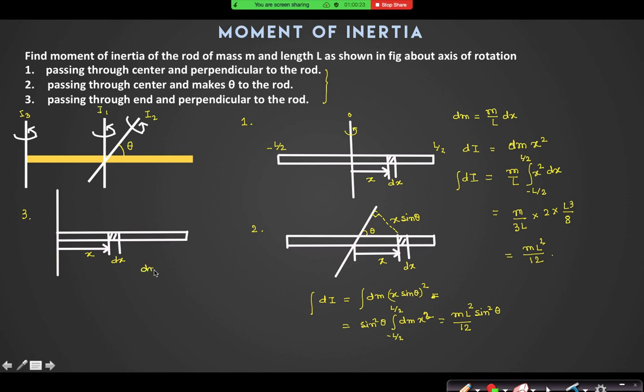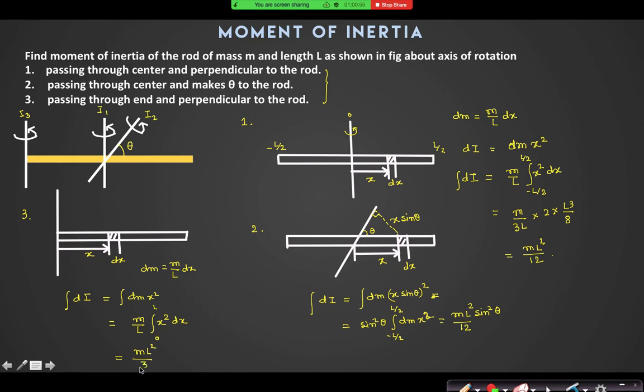Right, dm is still the same, m by L into dx. dI is x square dm, x square dm only. But here the integration limit will change. What is the limit here? 0 to L, 0 to L only, because this side there is no rod. So 0 to L, L square by... L cube by 3. So that will be mL square by 3.